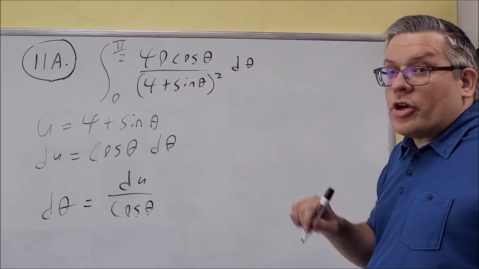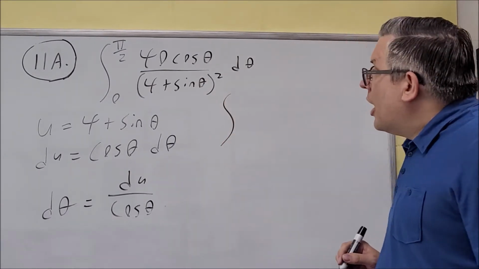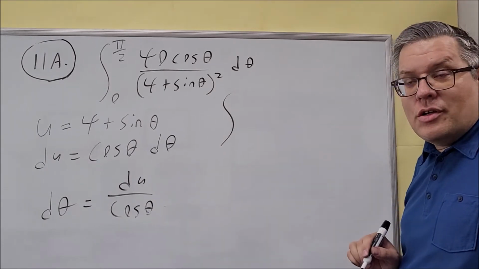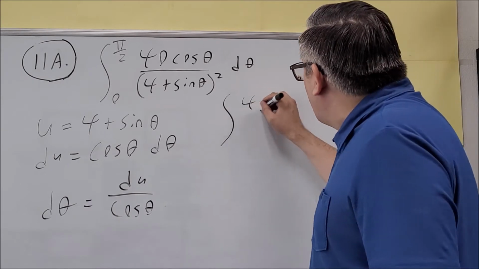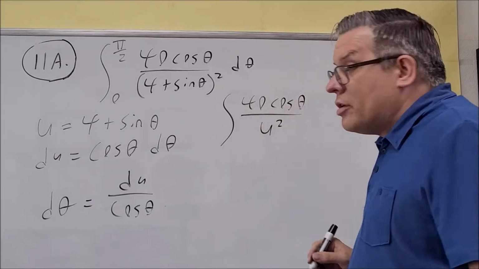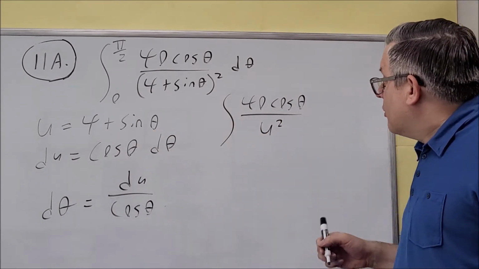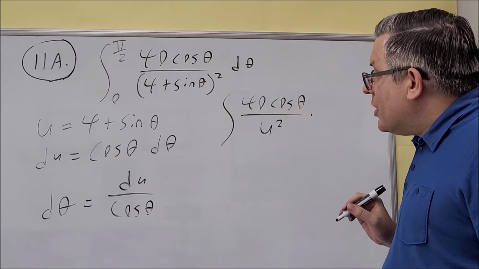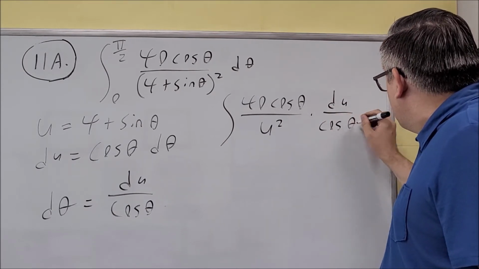And now we're ready to put it back into the original one. I'll write it temporarily without the limits, the 0 and pi over 2. And we have 40 cosine theta. On the bottom, that's going to be u squared, that's our original u that we had there. And then we'll put the d theta in there, which is du over cosine theta.